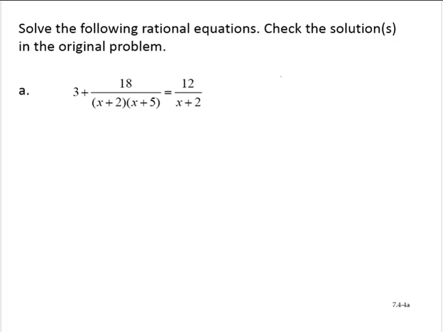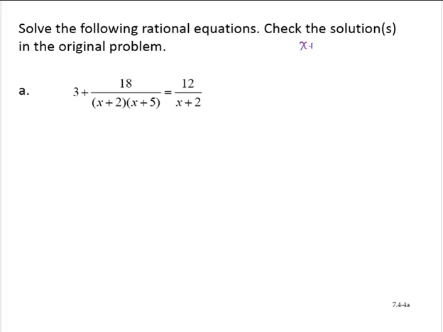Alright, solve the following rational equations. Check the solutions in the original problem. Alright, so we have 3 plus 18 over (x plus 2)(x plus 5) is equal to 12 over x plus 2. Let's first note any excluded values, looking at the denominators.